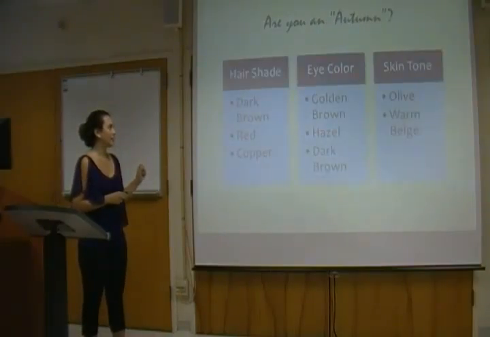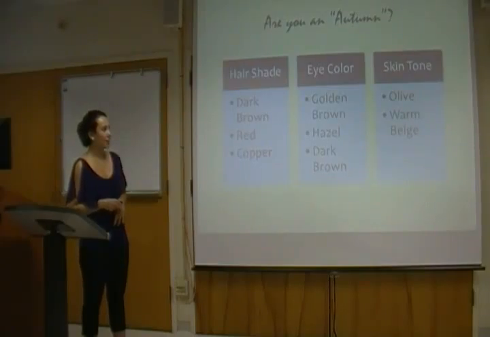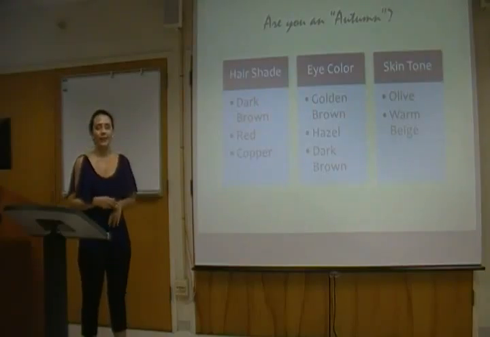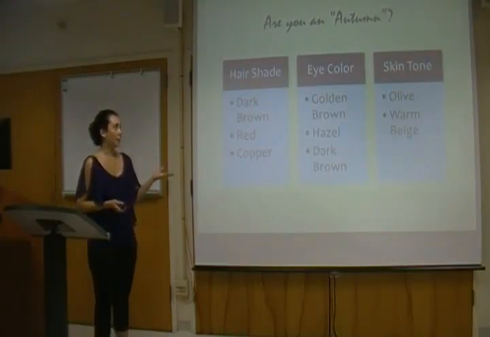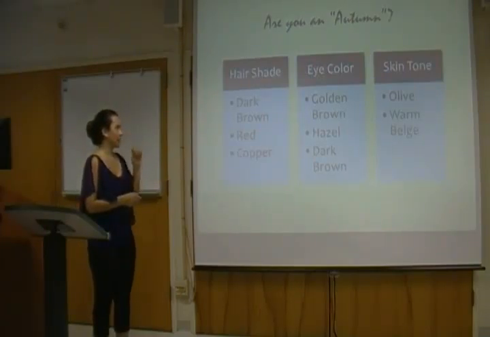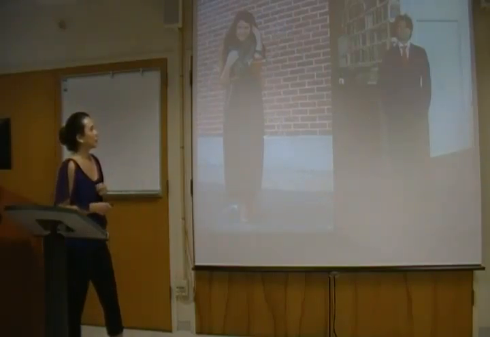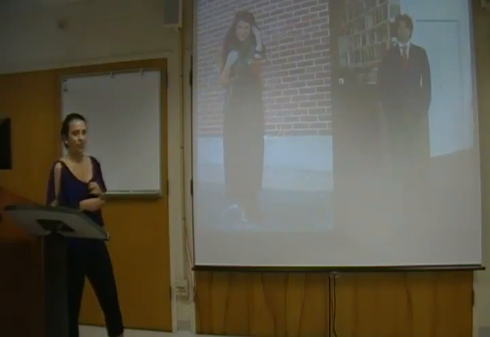Your characteristics will be a hair shade of dark brown, red, or copper, eye color of golden brown, hazel, or dark brown, and skin tone of olive or warm beige. For example, I'm an autumn because I have brown hair, dark eyes, and olive skin. So I'm an autumn season. And here we can see an example. These two individuals have brown hair, dark eyes, and olive skin.